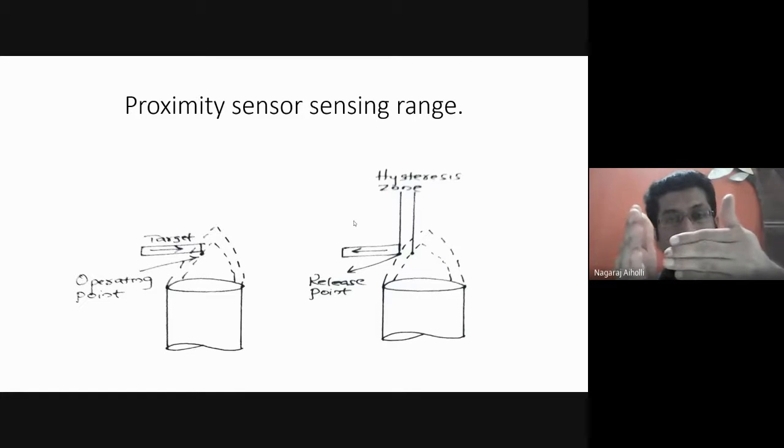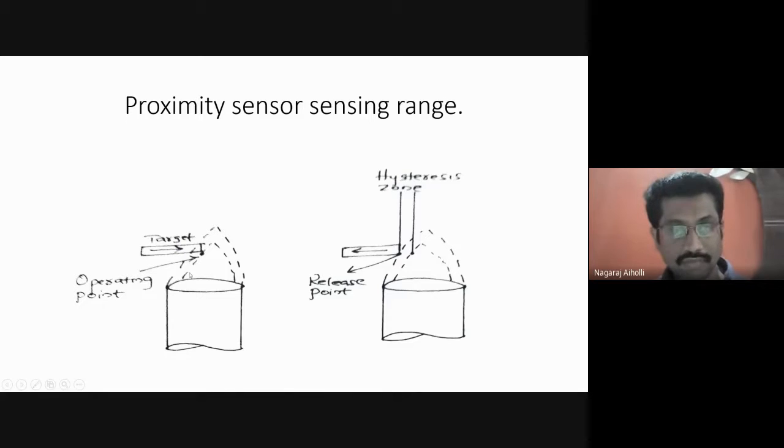And when the object is moved away from the sensor, the sensor is not able to detect the object. That means there is a certain region surrounding the sensor within which it is able to sense the target object. That region is called the hysteresis zone.